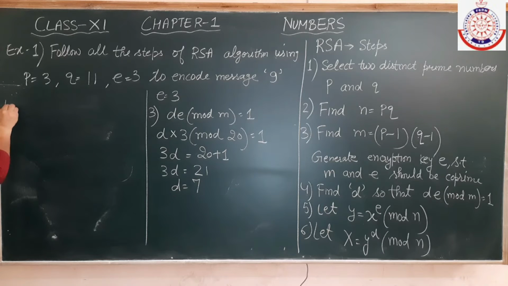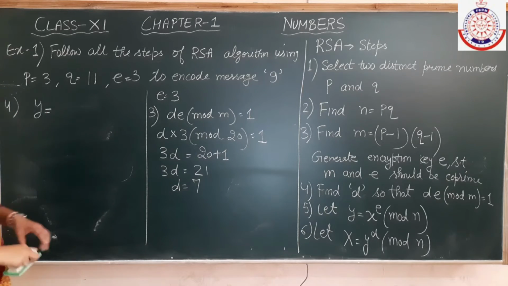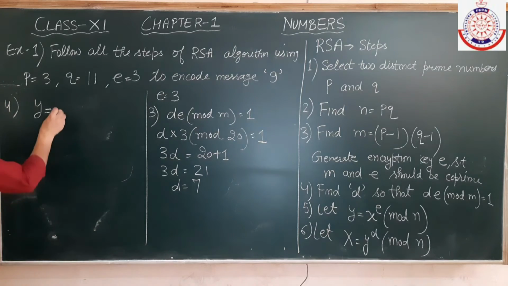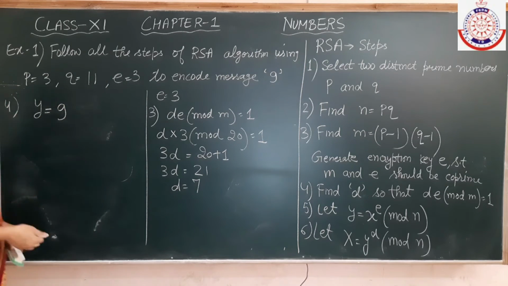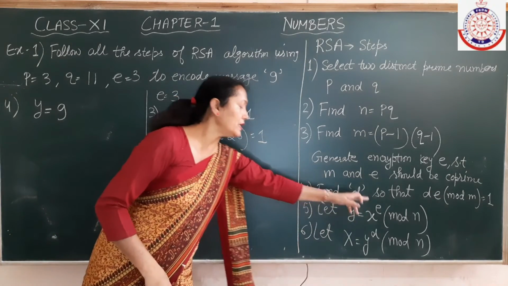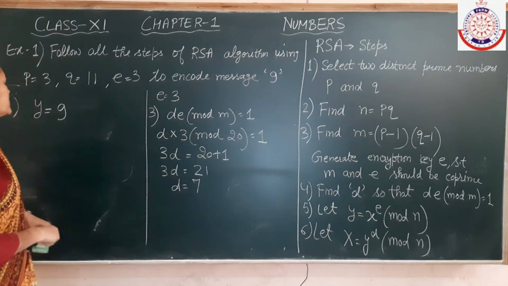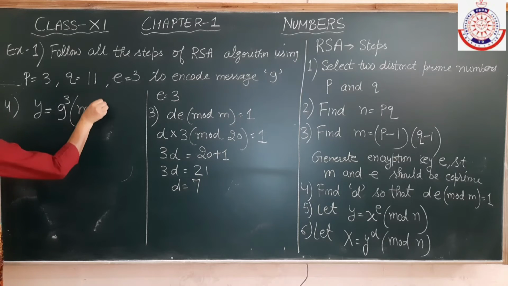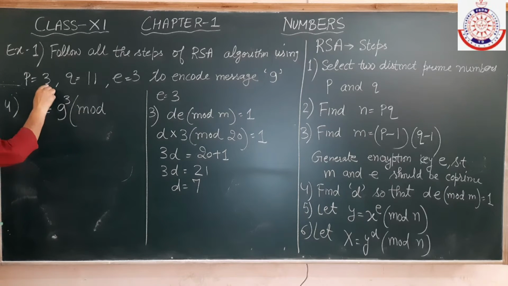Process number 4, we can say Y equals X to the power E mod N. What is X? This number 9 is X. 9 power E. What is E here? E is 3. So 9 power 3 mod N. What was N? N was 33.